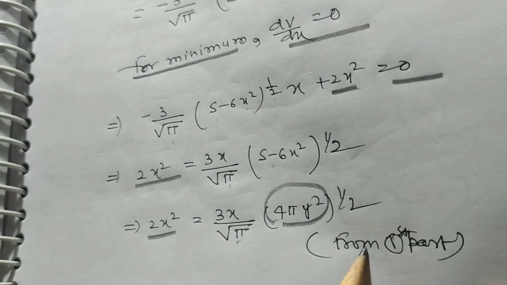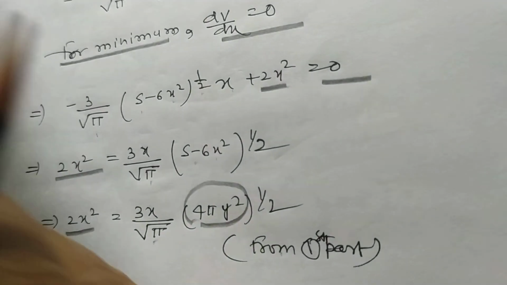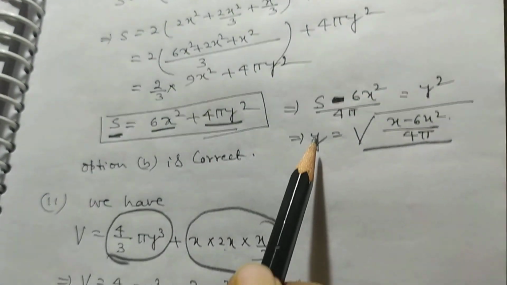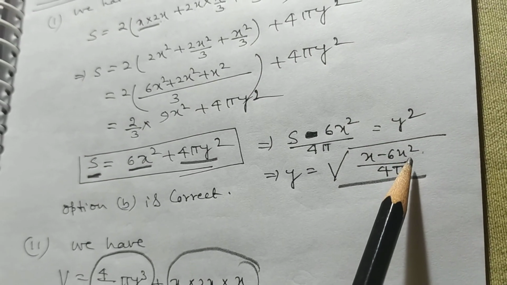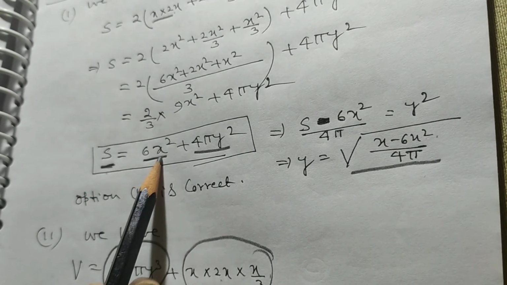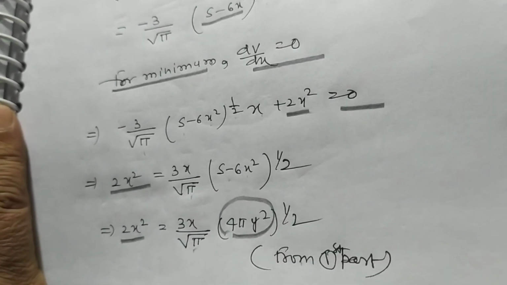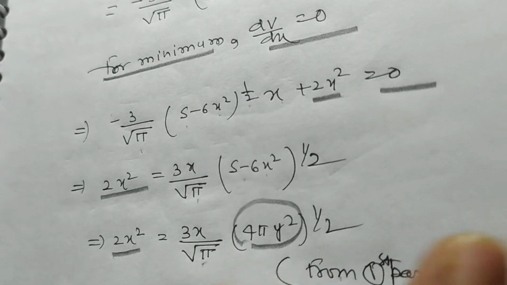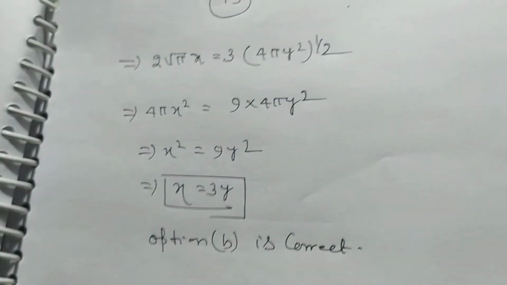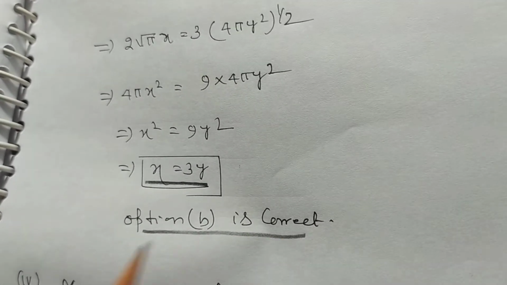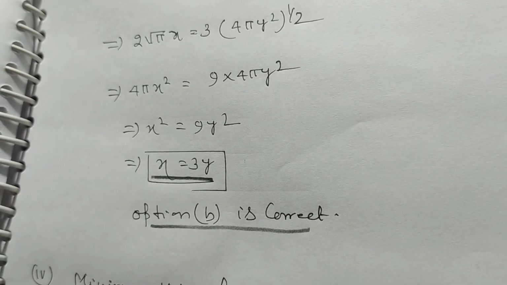So from first we have taken here from first. What is from first? y is equal to root over x minus 6x square by 4 pi. So my dear student, also x is equal to 6x square plus 4 pi y square. So by taking help of result of sub problem first, we have written 2x square is equal to this much. And now after solving, the value of x is equal to 3y, option B is correct. Option B is correct. Here there is no use of differentiation.